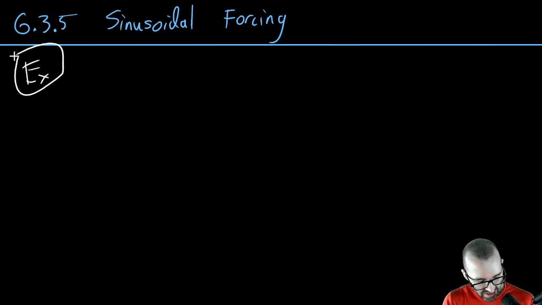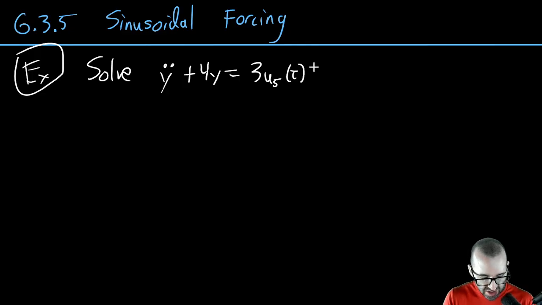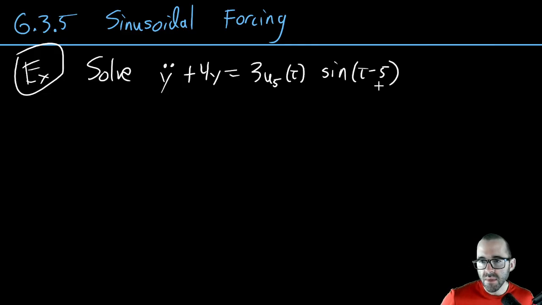So here we go. Example. Solve y double dot plus 4y, it is not damped, is equal to 3 times u sub 5 of t, our Heaviside function that turns on at 5 seconds, times sine of t minus 5. So the right-hand side is saying, okay, for the first 5 seconds nothing's happening, and then we have an earthquake that's giving us oscillating forcing, okay?